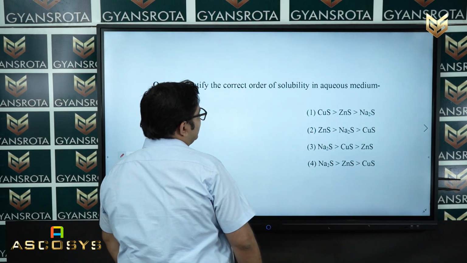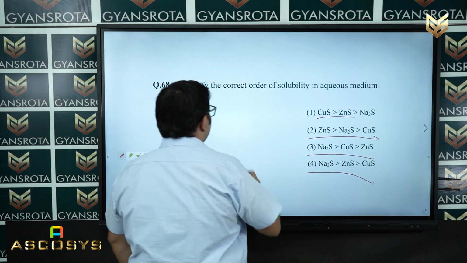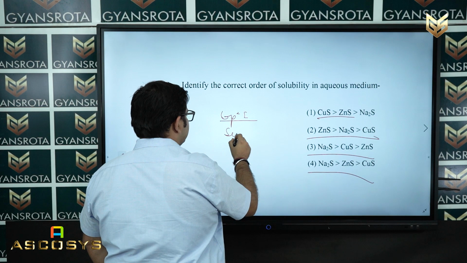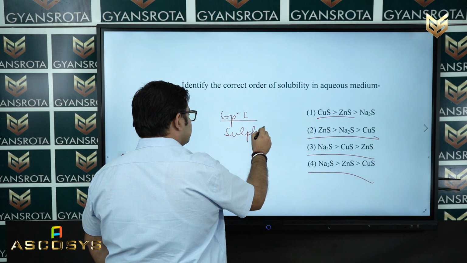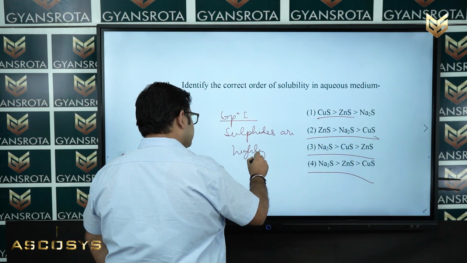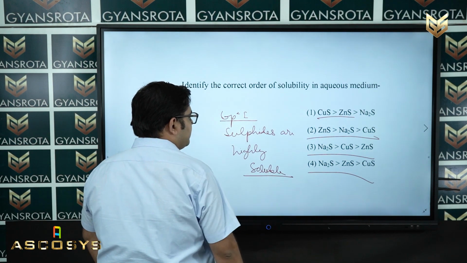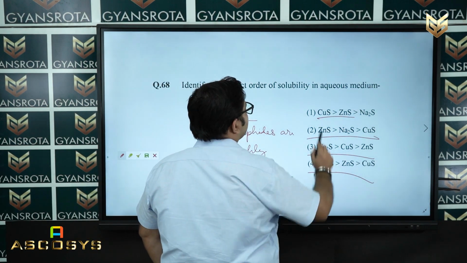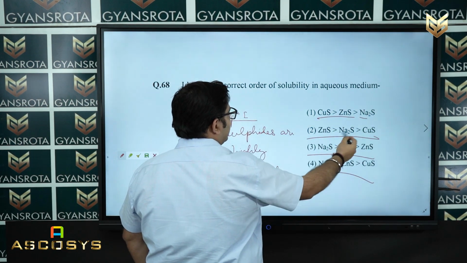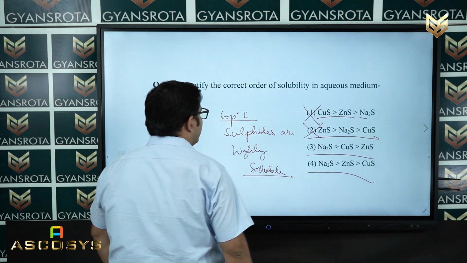Now, here they are giving all sulfides. Always remember that group 1 element sulfides are highly soluble. So, among the options, option number 1 is not possible because it gives the least soluble first, and here also it does not give a highly soluble one. So, option number 1 and option number 2 we can eliminate.